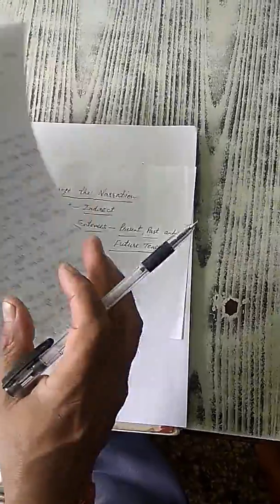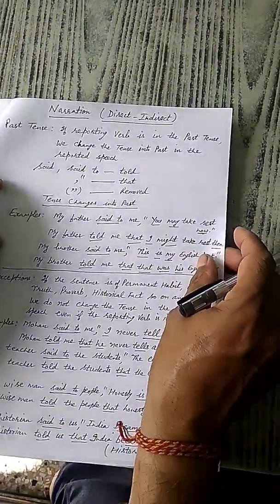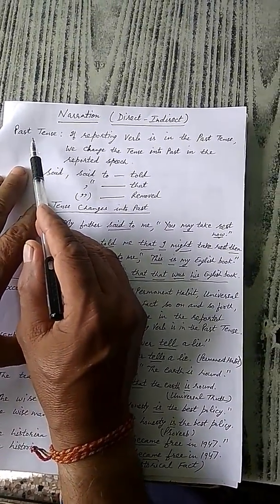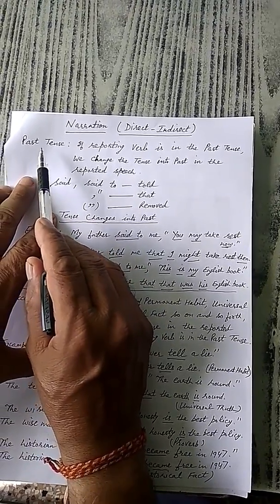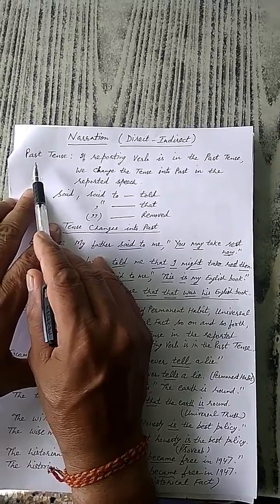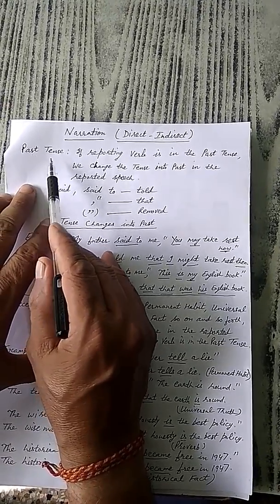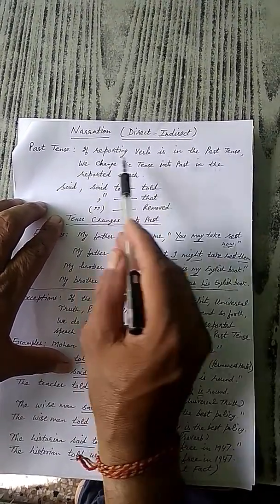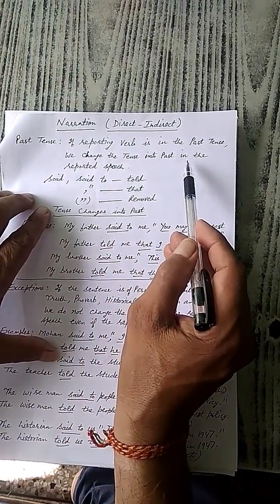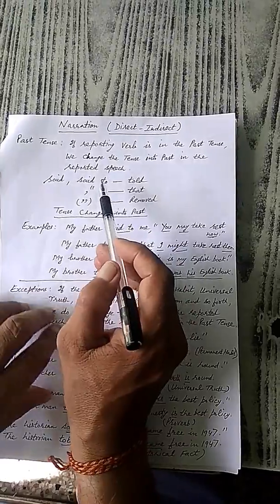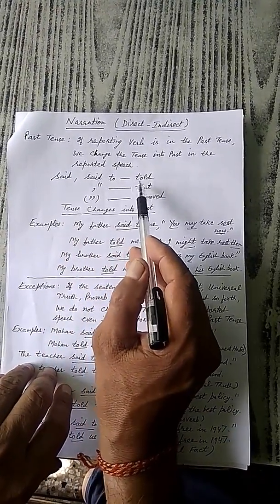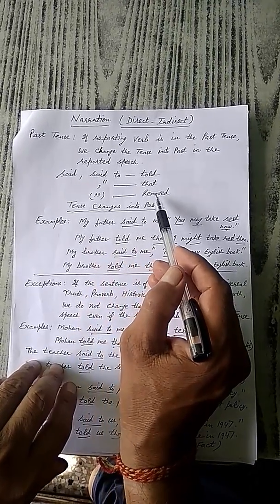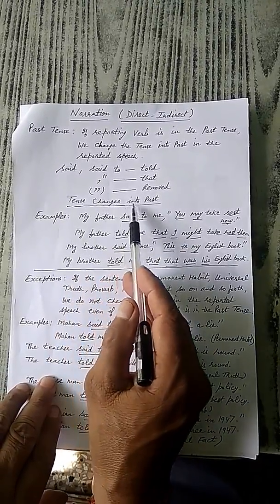Now we continue with the narration and we are going to see how we change a sentence from direct into indirect while we are dealing with sentences of past tense. If the reporting verb is in the past tense, we change the tense into past in the reported speech. In place of said or said to, we use told. After removing the commas, we use that. Closing commas stand removed. Tense changes into past.